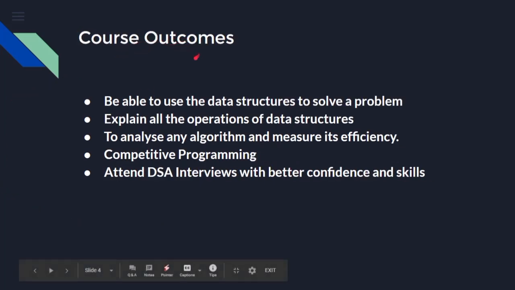Course outcomes. These are the major outcomes of this course. So you'll be able to use the data structures to solve a problem if you complete this course, and you'll be able to explain all the operations of data structures. In this course, we are covering almost all the operations of basic data structures.